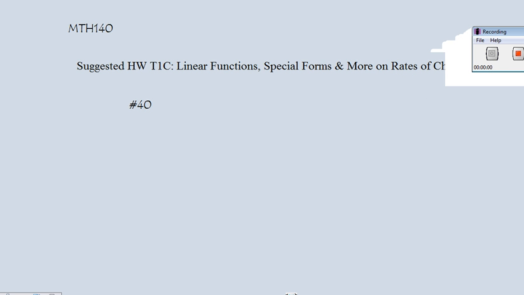Alright, good morning. This is a video to help with Math 140. This is suggested homework T1C, linear functions and special forms. The special form that we're going to look at in this problem is called slope-intercept form.